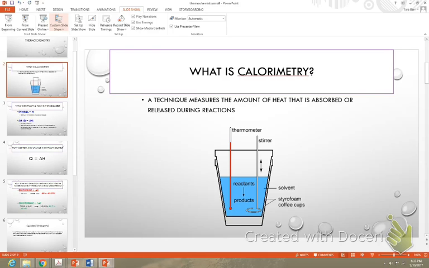Calorimetry is a nice technique that allows you to measure the amount of heat that's absorbed or released during reactions because you've got, say, this styrofoam cup. It's insulating so that you're not losing heat to the surroundings and you're just measuring heat that's happening in the system. So what we've been working with is water, and then you drop some sample in it and you can measure the difference in temperature, and that tells you how much heat is going to be released in the system once you know certain things.